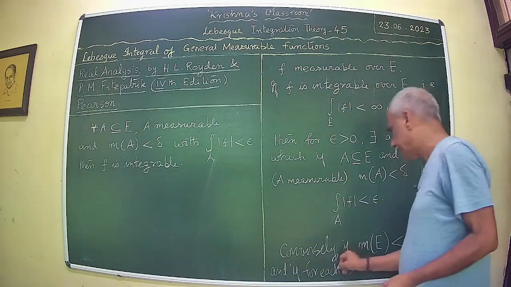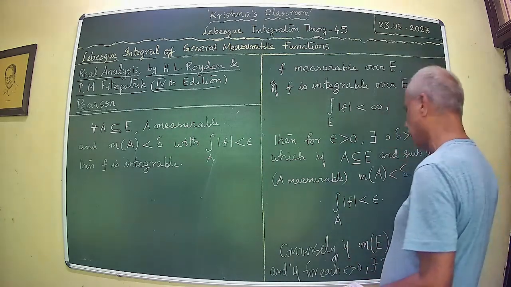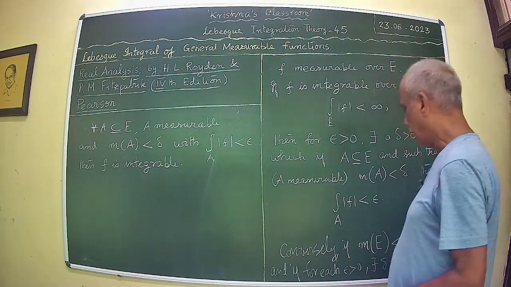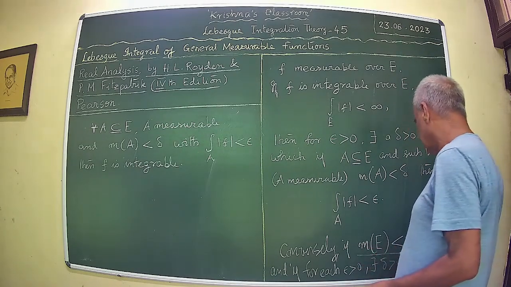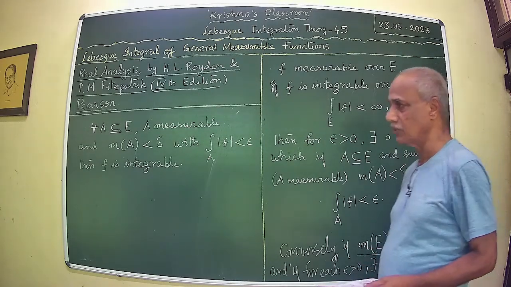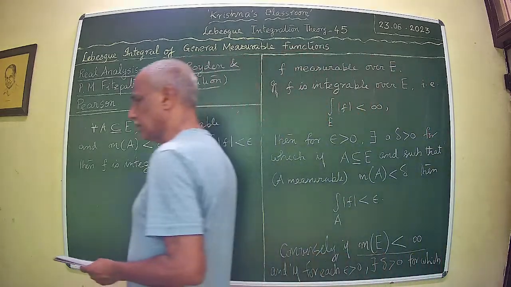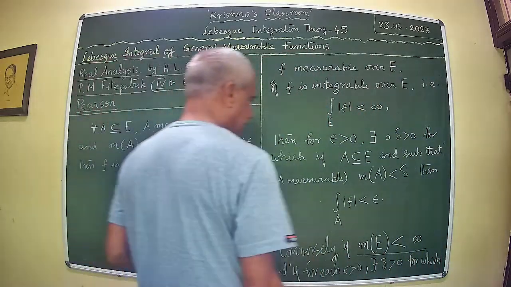Here, of course, you need the further assumption that measure of E is finite. And you see that this is, of course, the situation that arises in the case of the Riemann integral, because b minus a is finite. We are working on bounded intervals.